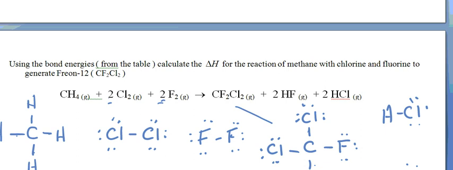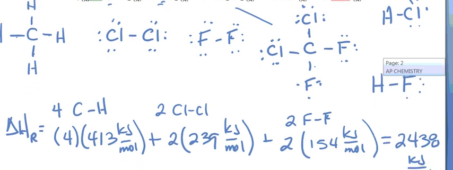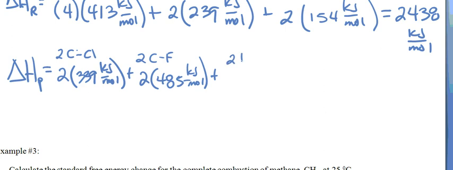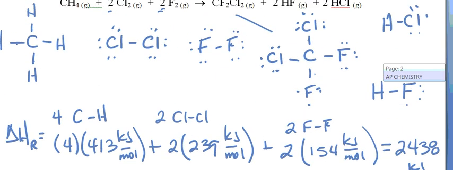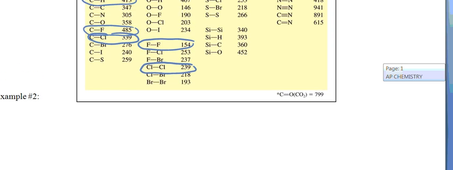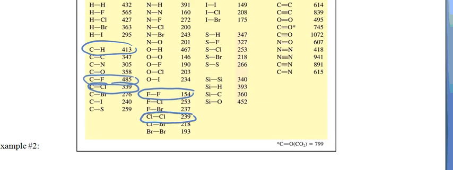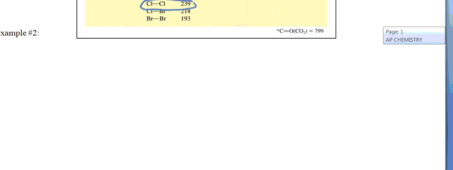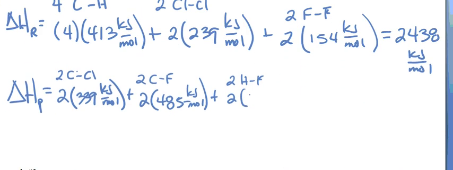So now I have two HF bonds. So there, two of those. Two HF. So hydrogen to fluorine, 565. That's a big one. 565.